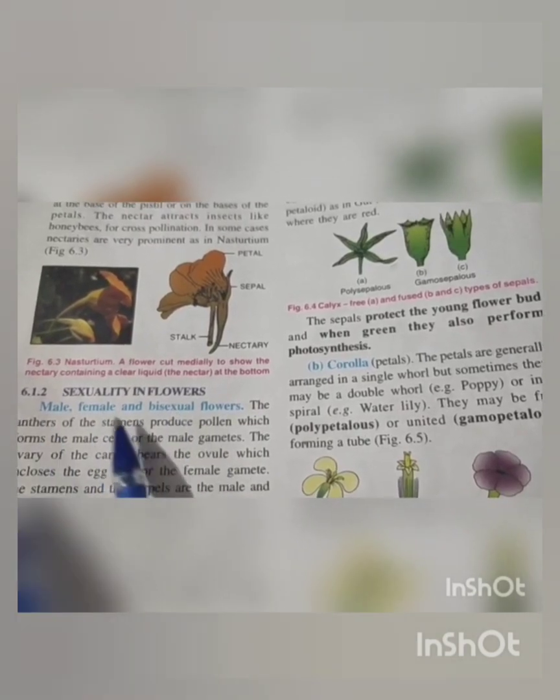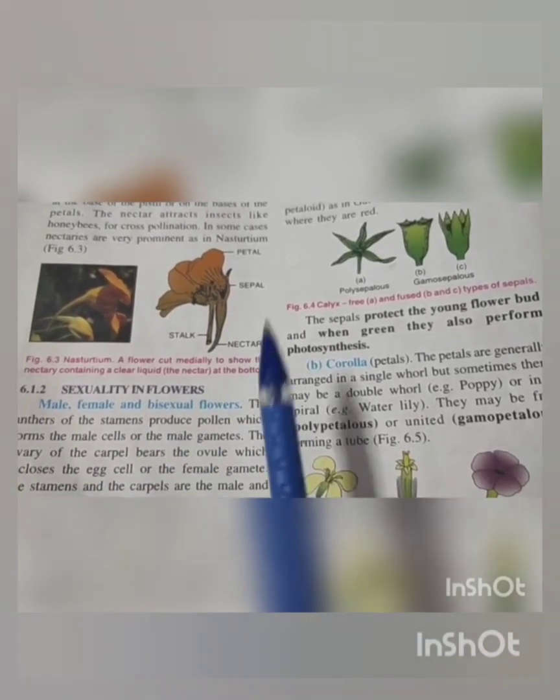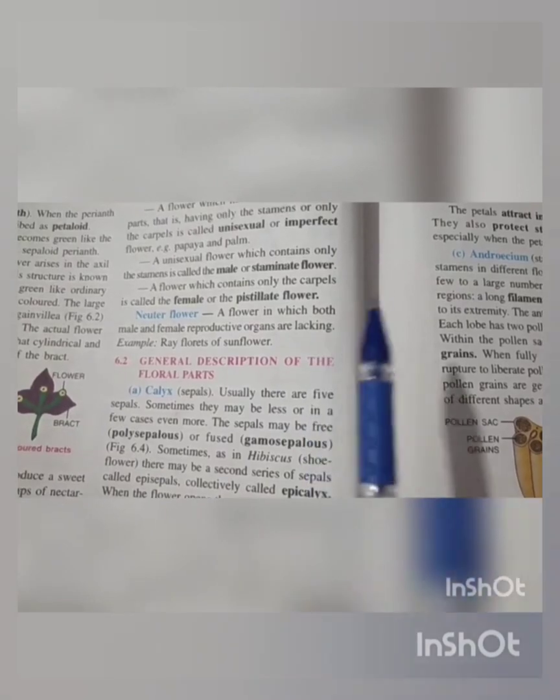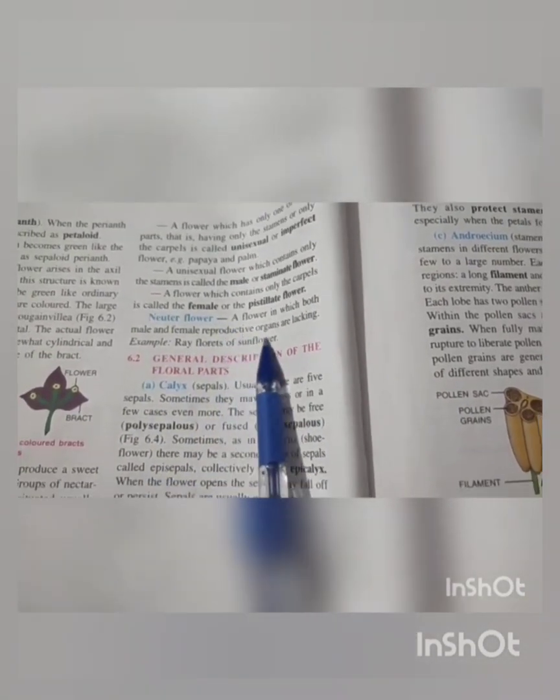Both parts, male and female parts, are present in a single flower. That flower is bisexual flower. And neuter flower, a flower in which both male and female reproductive organs are absent. That flower is called neuter flower.